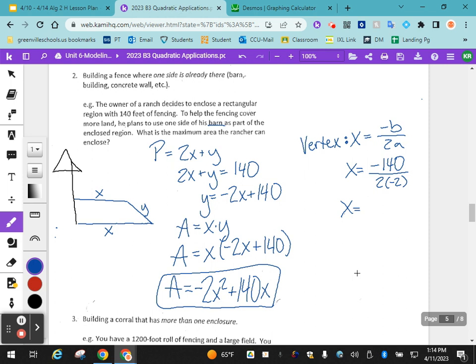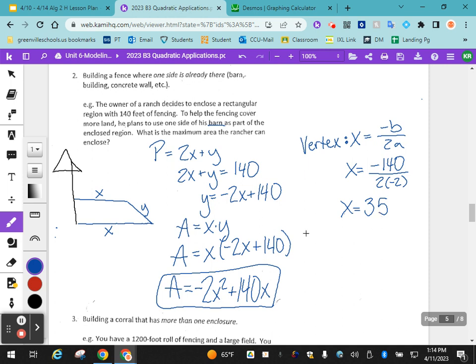I think it's a decimal. Is it this one? Is this 35? That's what I got. Oh, wait. 35. I'm sorry, I multiplied. So it's 35. Technically, that's my axis of symmetry.